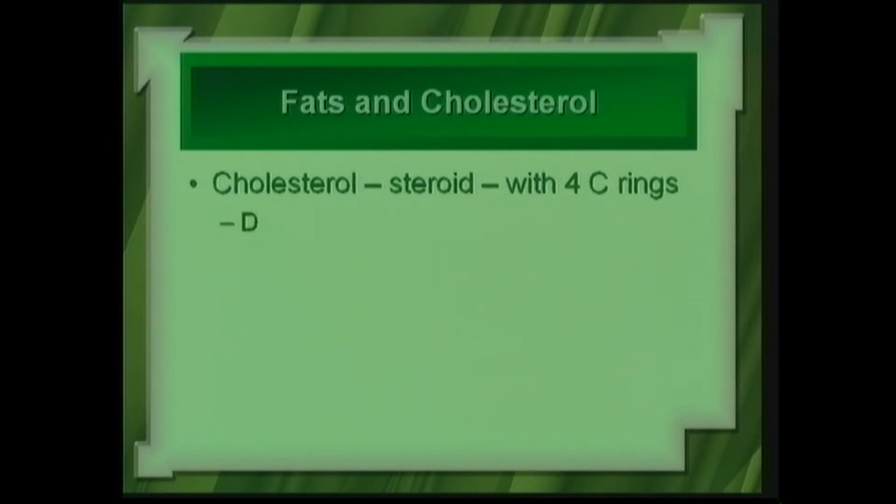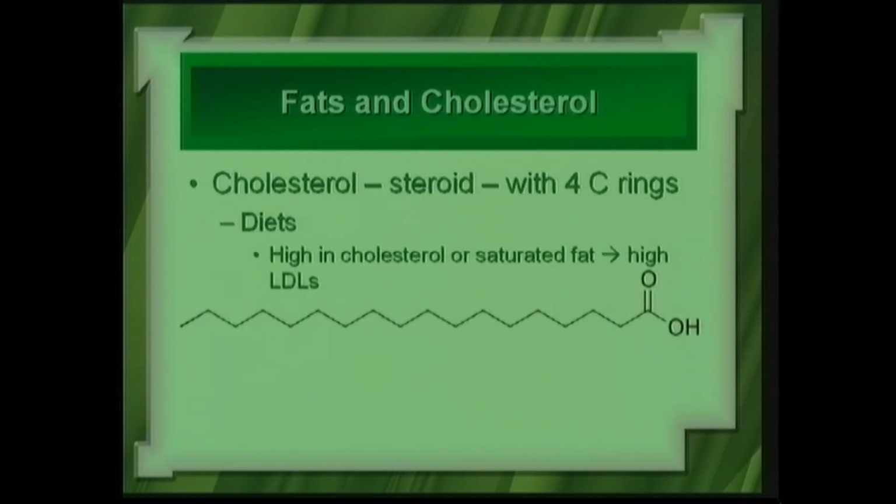So in your diet, if you have a diet that is high in cholesterol or in saturated fat, your body will produce a high amount of these low density lipoproteins. They'll take the cholesterol and deposit it in your body cells, including in your arteries. So here, saturated fat has no double bonds.